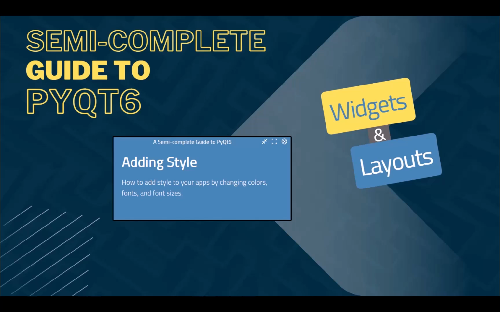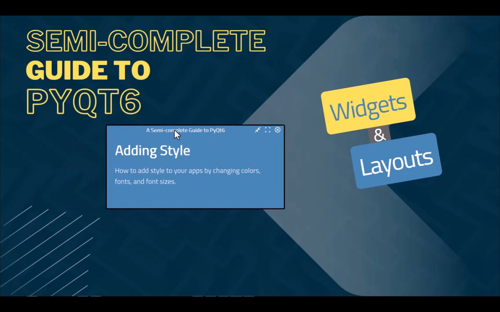Everybody, welcome back to the semi-complete guide to PyQt6. In this video, we are going to talk about adding style. Yeah, you probably noticed that this app I'm doing here has some fonts that you don't see on your apps, using different colors, things like that. So that's what I'd like to go over this time.